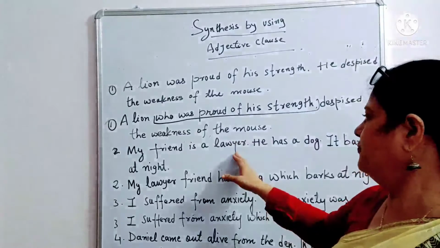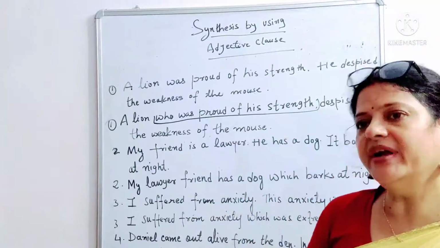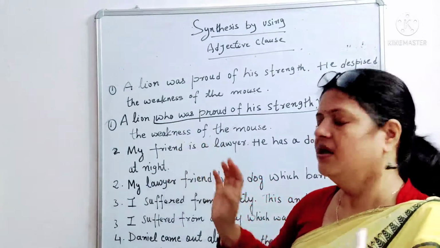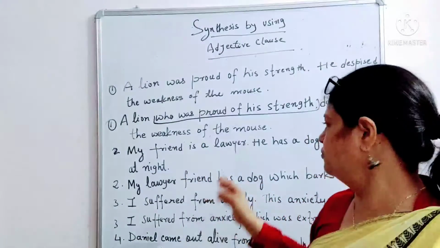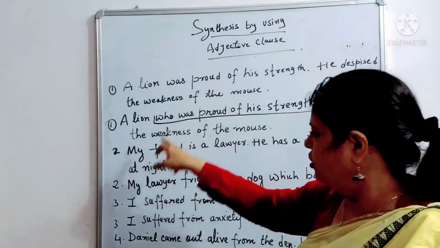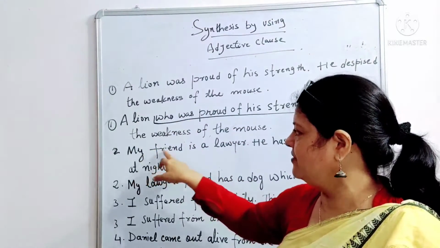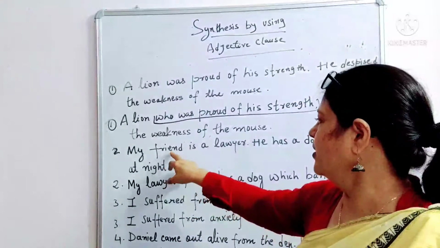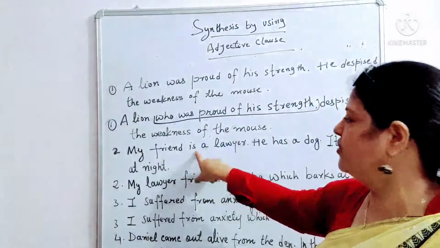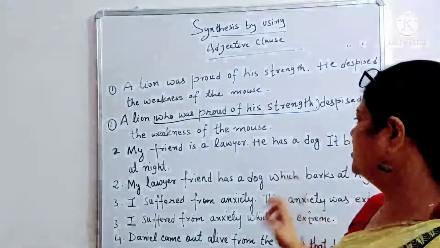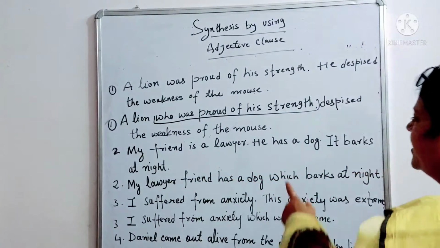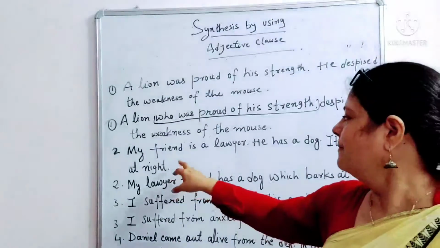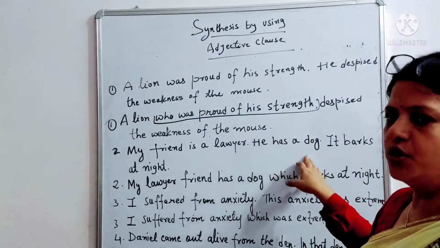And instead of reading these two sentences, what I did was I took the lawyer from the first sentence. Since my friend and lawyer is the same person, I put lawyer in between these two words, my and friend. So it has become my lawyer friend. Now we are not going to write this is. Instead we will write my lawyer friend has a dog. So till here we have the principal clause. My lawyer friend has a dog.